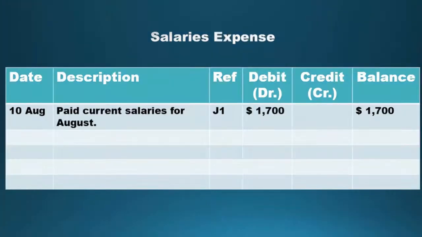Salaries expense ledger. 1. Date. Write the date, August 10. 2. Narrative. Add the narrative. Paid current salaries for August. 3. Reference. Include the journal reference, J1. 4. Amount. Enter $1,700 in the debit column. We debit salaries expense because expenses increase on the debit side.